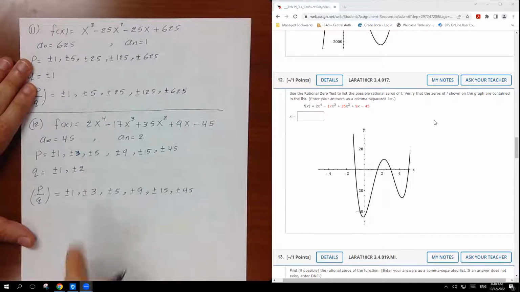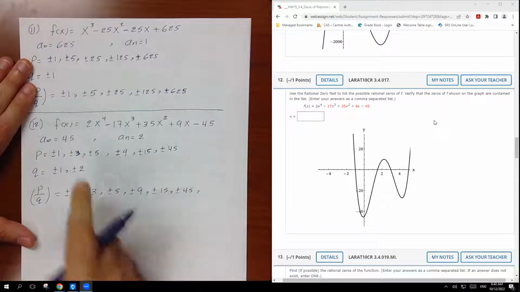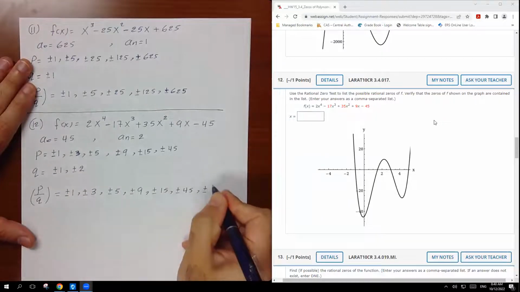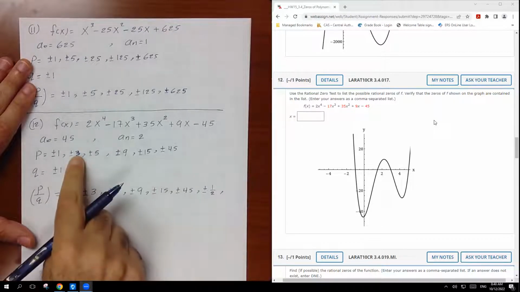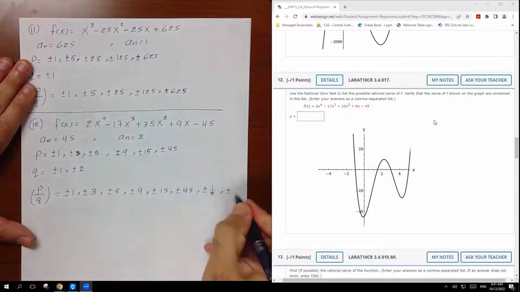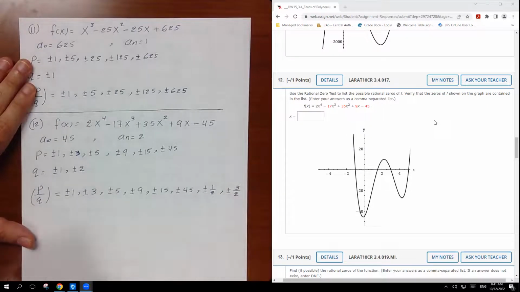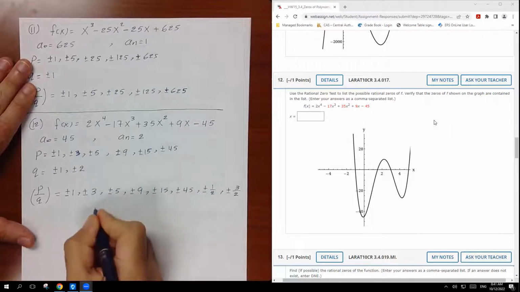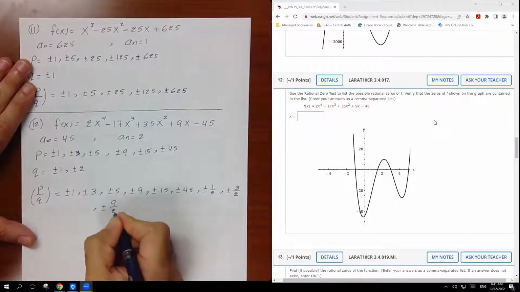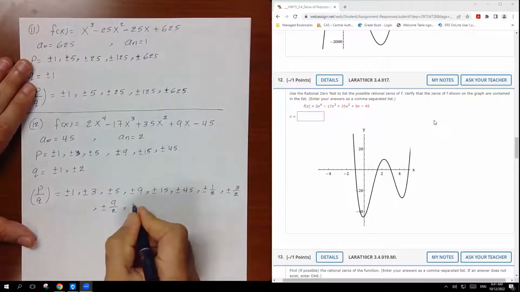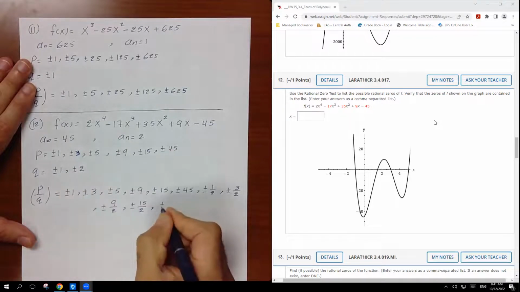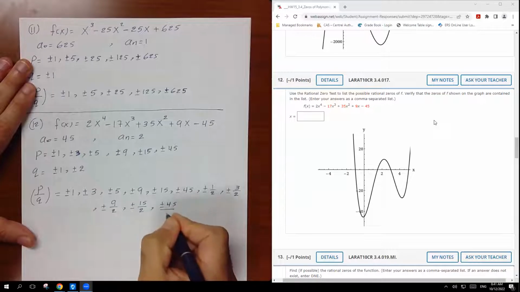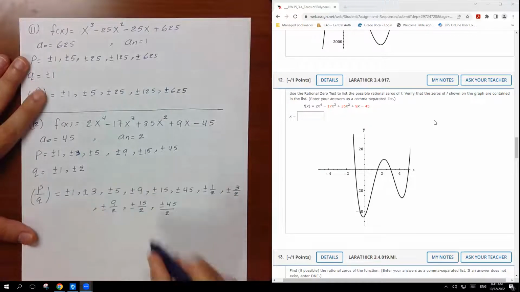We have to keep going. Now we're going to divide all these numbers by 2. So the first one, 1 divided by 2, is going to be plus or minus 1 over 2. You can simplify it, just keep it. 3 divided by 2 is going to be plus or minus 3 over 2. 9 divided by 2 is going to be plus or minus 9 over 2. 15 divided by 2 is going to be plus or minus 15 over 2. 45 divided by 2 is going to be plus or minus 45 over 2. So all these are possible zeros.